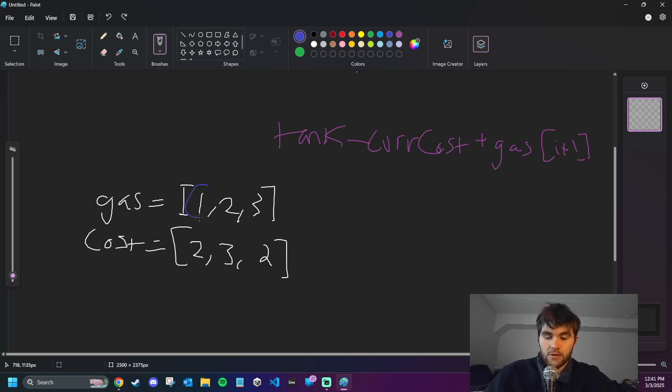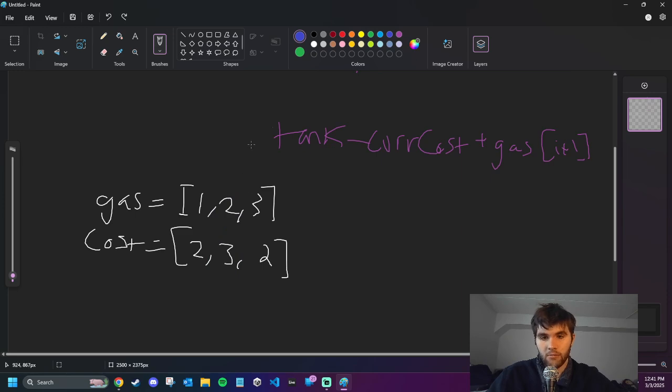All right, so we can't start here because our tank is only 1. Well, okay, let's say we did start here. So our tank is 1, and then our cost is greater than our tank. So that means starting here fails. Okay, if we look here, same thing. So our tank is 2, and then our cost is 3, so we fail.